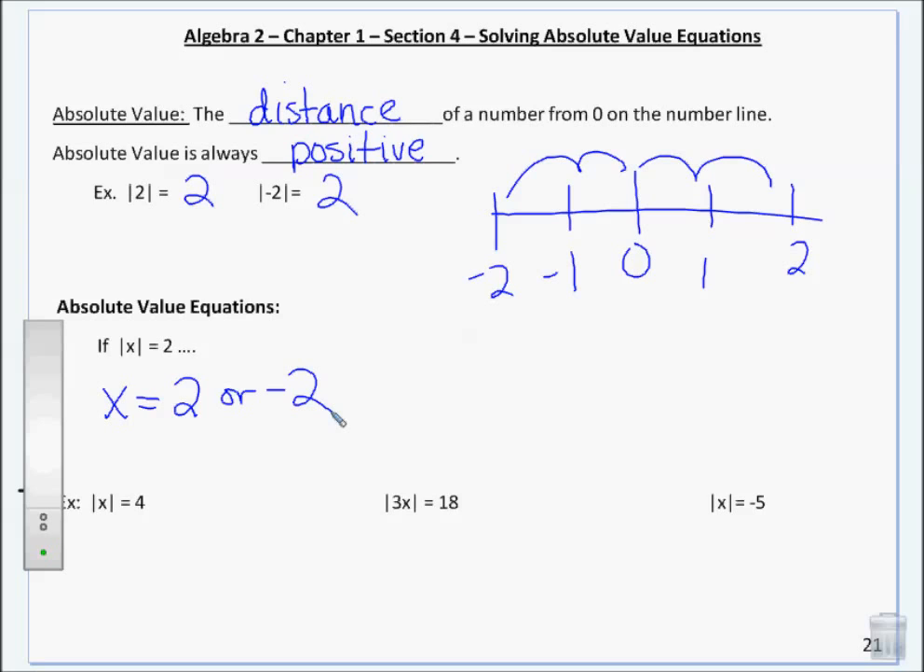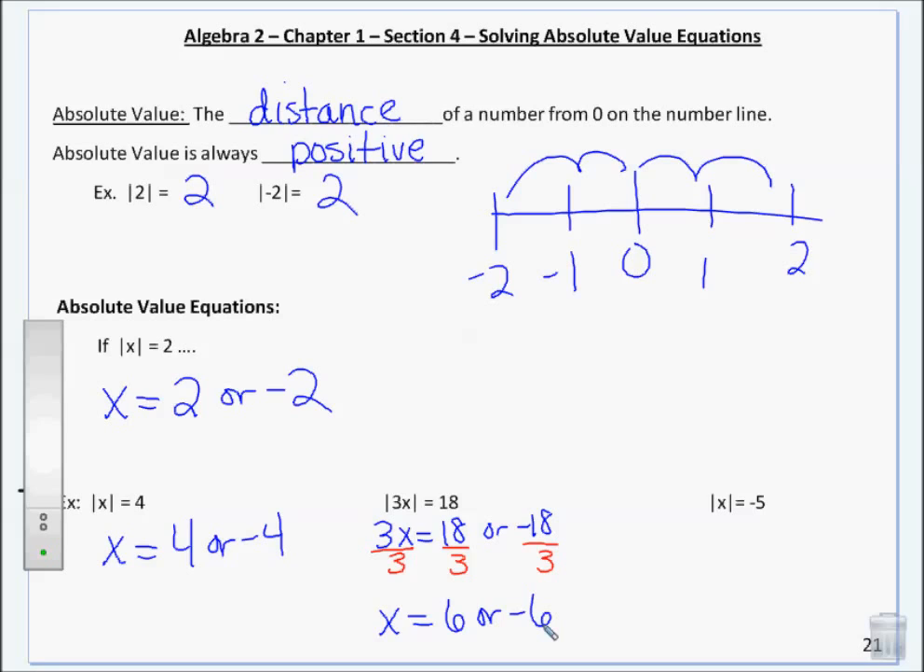And we do the same thing here when the absolute value of x equals 4. Well, that means that the inside could have been 4 or it could have been negative 4. Okay. And if I have 3x, that means 3x could be 18 or negative 18. But I want to know what x equals. So I divide them all by 3. So that means x is 6 or negative 6.